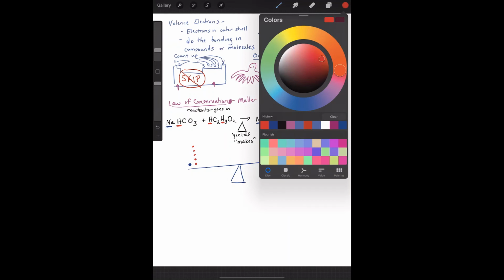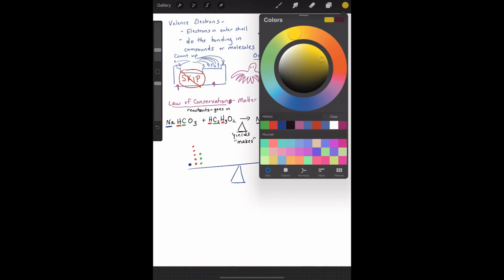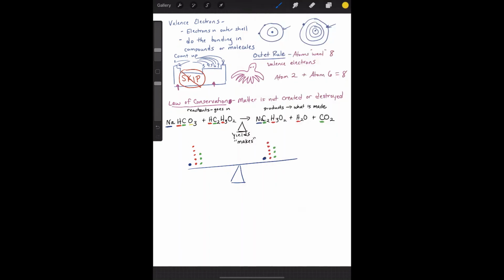Now let's think about carbon. It looks like I have 1 carbon here, 2 here. So that's 3 on the reactant side. And I have 2 carbon here and 1 there. That's 3 on the product side. So I have 3 carbons on each side. And then what about oxygen? So I have 3 oxygen here and 2 oxygen here. That's 3 plus 2 is 5. And then I have 2 there and 2 there. That's 4 plus 1 more here is 5.